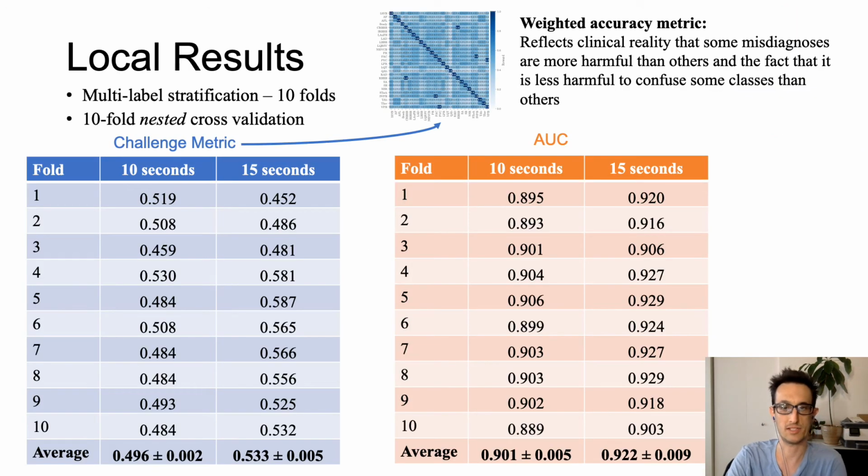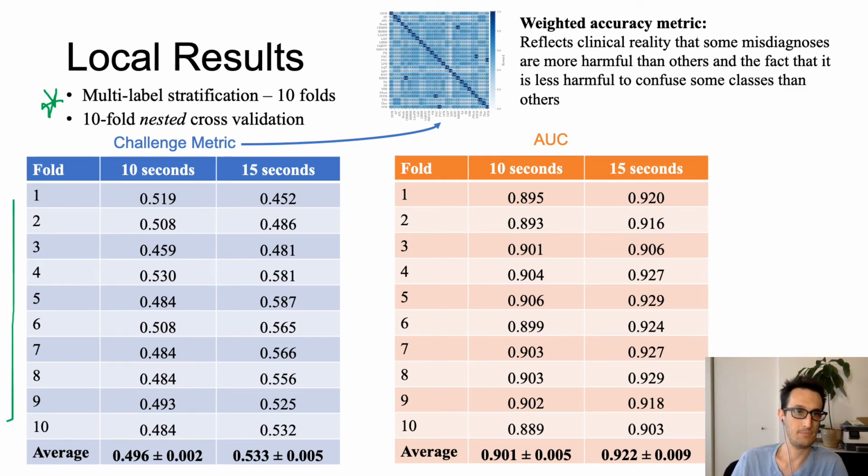Okay, so let's take a look at some of the results. To evaluate our results locally, we perform a nested 10-fold cross-validation. We do a multi-label stratification on the data set and split it into 10 folds. Then we train on 8 of those folds, use 1 fold as our validation set, and 1 fold as our test set. We repeat this procedure 10 times to get 10 different results.